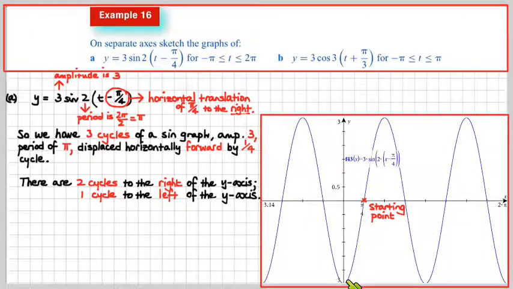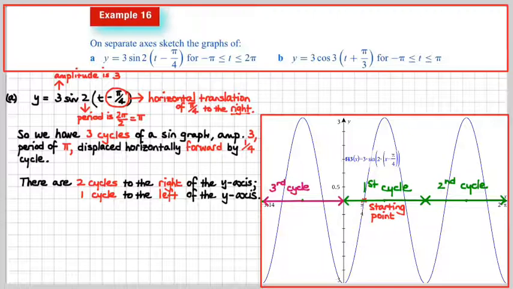Now here's one cycle, here's another cycle, one from there to there. It sort of looks like an upside down cos if you think of it that way. Starting from there, from there to there, and then from there to there, right? So that is 2 cycles. And we had 1 cycle to the left, yes? Alright, that's what I was trying to say. Here's the first cycle, the second cycle, and the third cycle. That's what I really mean.